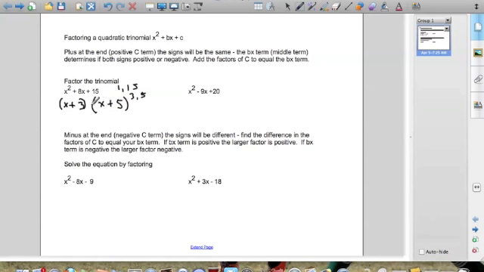x plus 3. When I take 3 times x, I get 3x. When I take x times 5, I get 5x. Together, that gets me 8x. 3 times 5 gets me back to the 15, and x times x gets me back to the x squared.